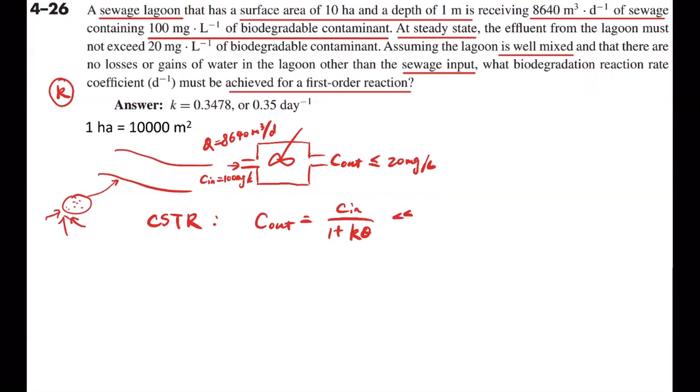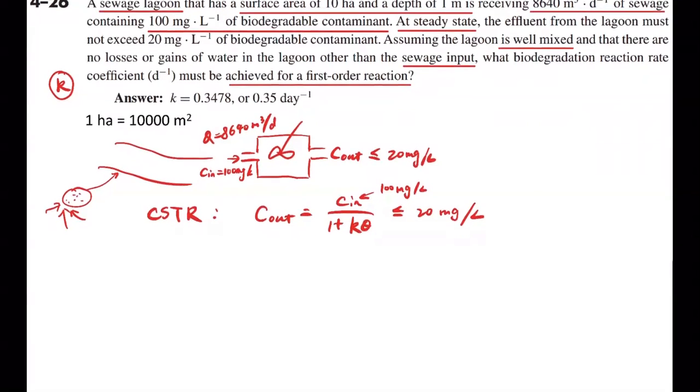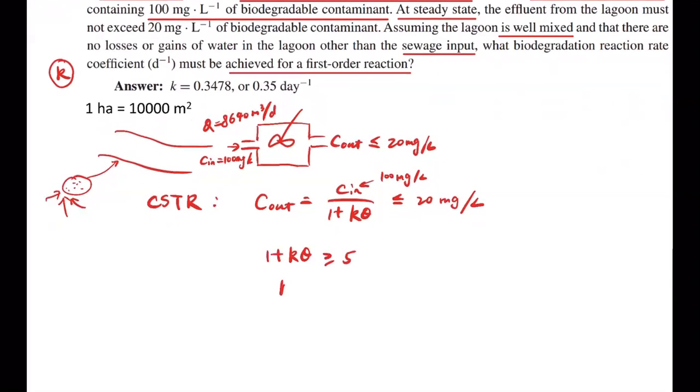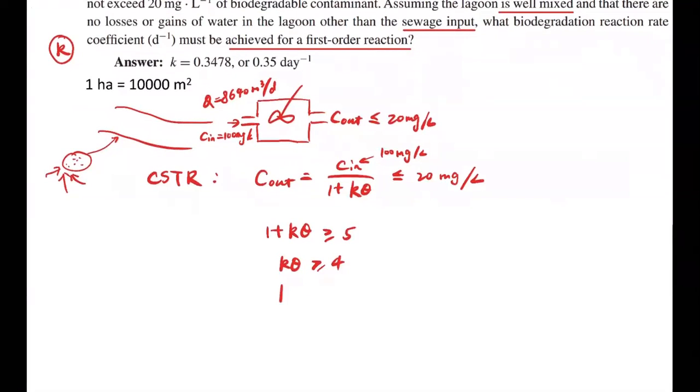We know that this concentration has to be below 20 milligram per liter. We can also plug in this value here: C in is 100 milligram per liter. So what this means is that 1 plus K theta has to be larger than 5. So K theta has to be larger than 4, which also means that K has to be larger than 4 divided by theta.